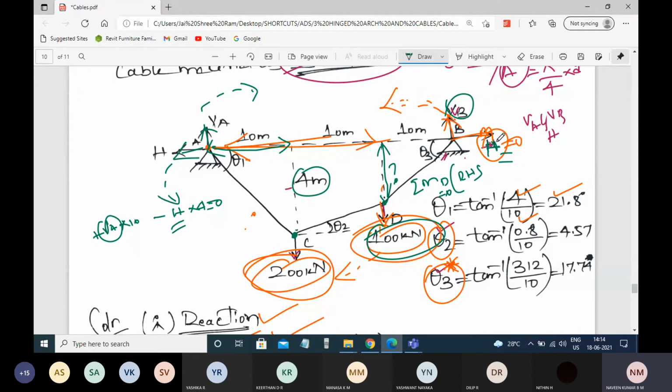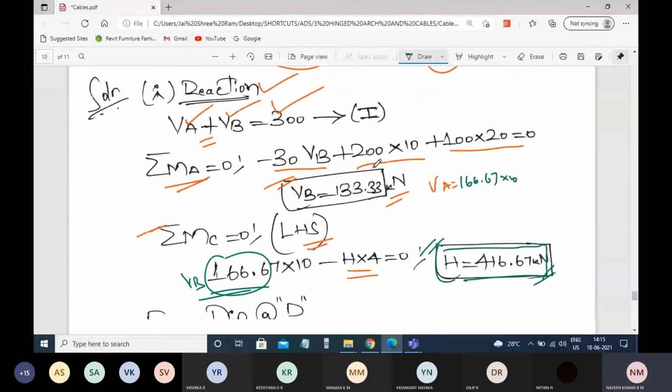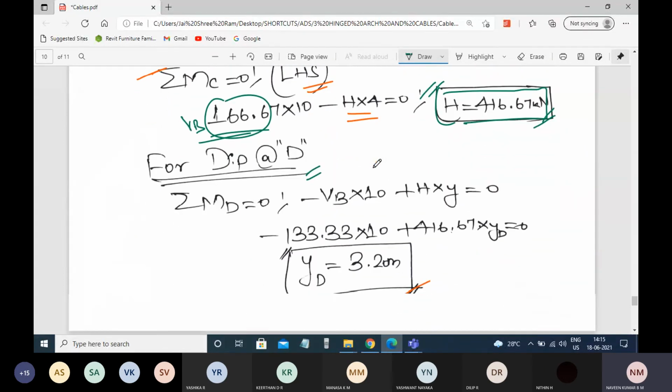So VB is one particular force, H is one particular force, and for H, the perpendicular distance we will consider as YD, which is unknown. You can easily get this unknown. Why? Because VB is known, H is known, so only one unknown remains in the equation. Let me check how we calculated it.